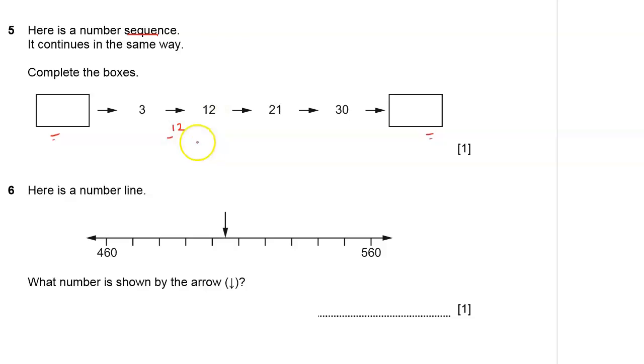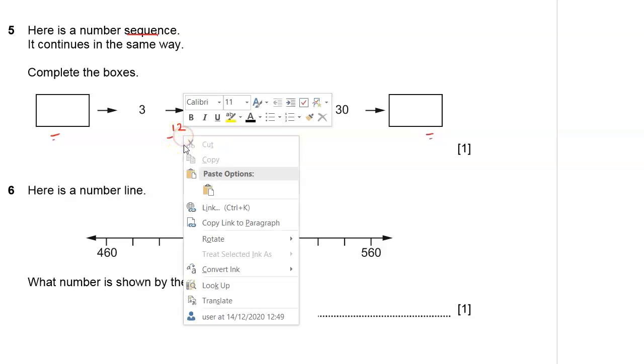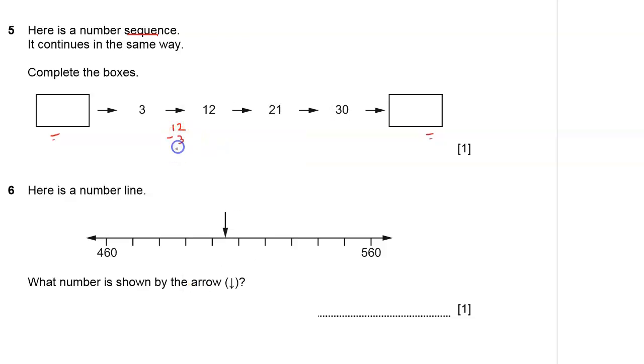So when you take 12 and subtract 3, you get 9. What about 21? We take away 12, still gives us 9. To confirm, we do the last one. 30 take away 21 as well gives us 9. And we are now sure about the sequence.